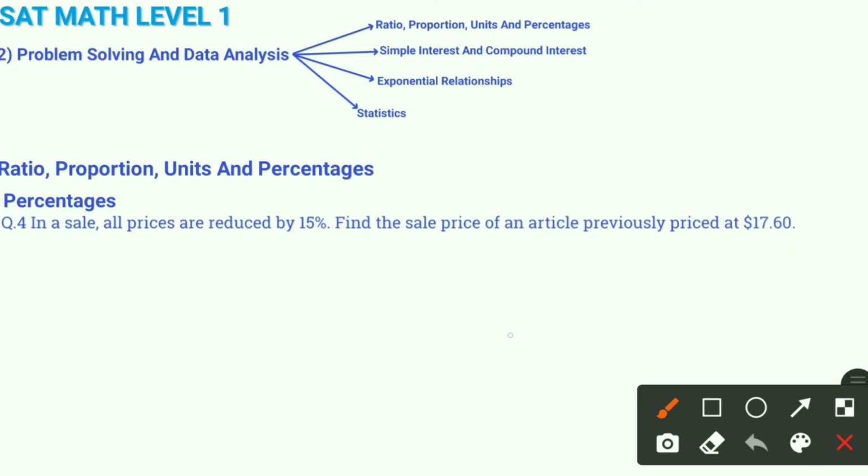Question 4. In a sale, all prices are reduced by 15%. Find the sale price of an article previously priced at 17.60. So 17.60 multiplied by 0.85, because it has been discounted by 15%. If I use a calculator, it's $14.96. Okay, this is the answer.